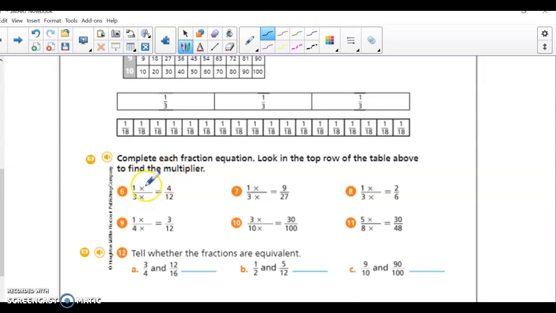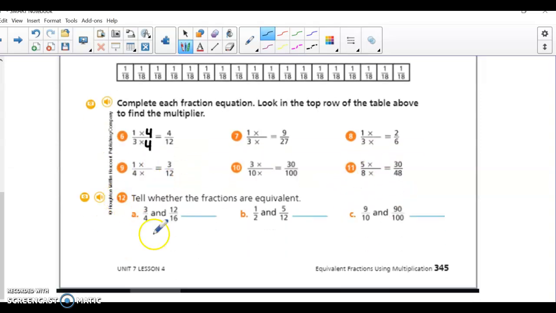I'm starting with 1. 1 times what gets me to 4? Well, I know 1 times 4 is 4. Okay. How about 3 to 12? Well, 3 times 4 also gets me to 12. So that's all I needed to do for number 6. And that makes sense because I multiplied the top and the bottom by the same number. Try and figure out 7 through 11. And then with number 12, A, B, and C, you're going to tell if they're equivalent or not.